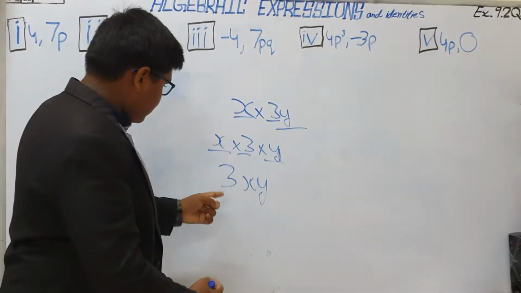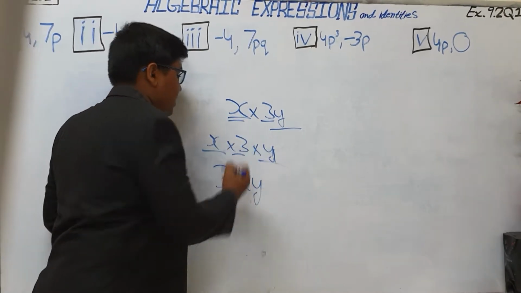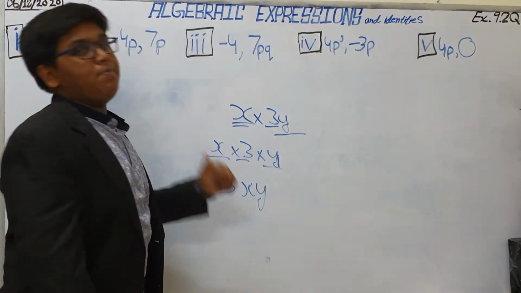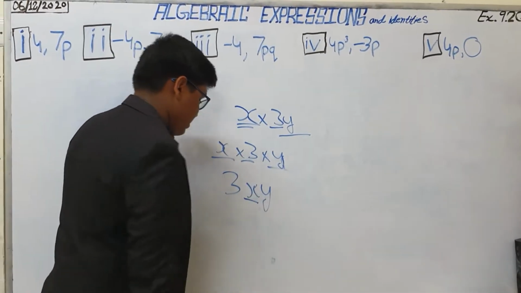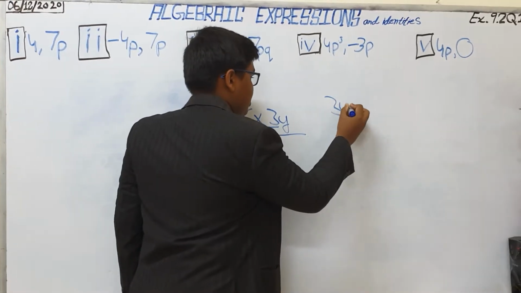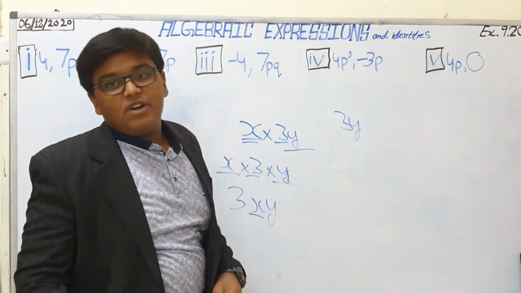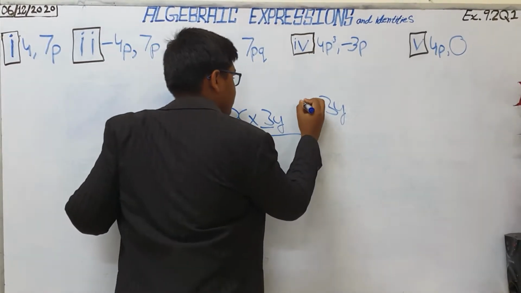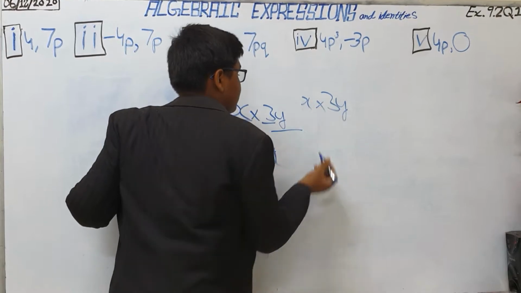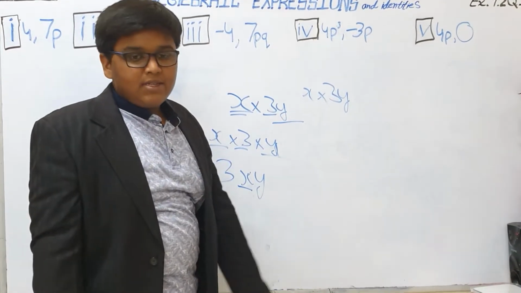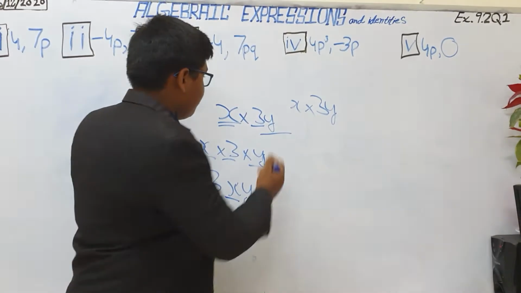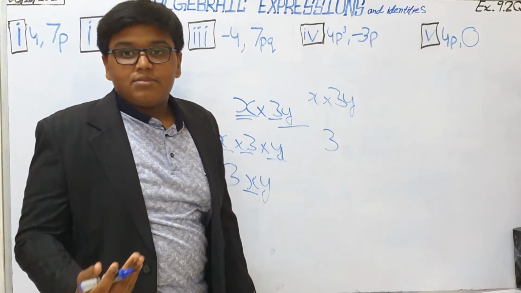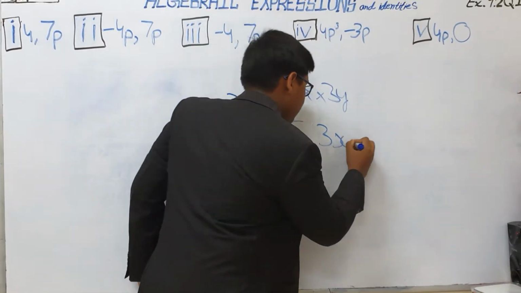How? The x which was given in the question to multiply, we multiply it and we get the answer. This 3y was only 3y, but when we multiplied by x, we got 3xy. So we added x in the term 3y, which is equal to 3xy.